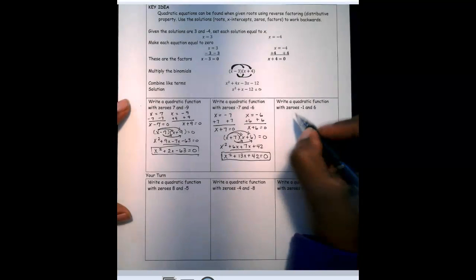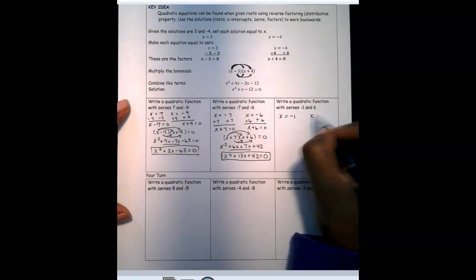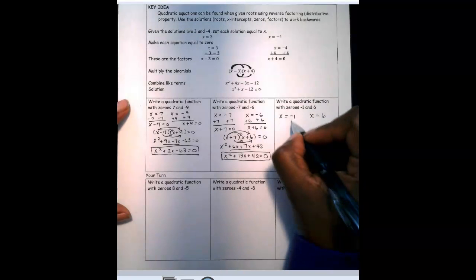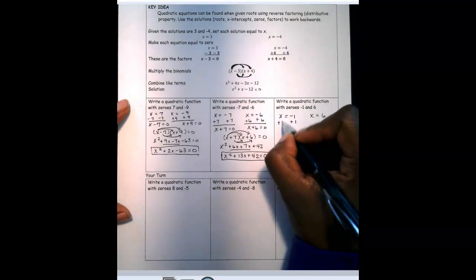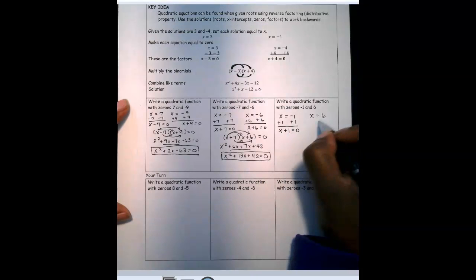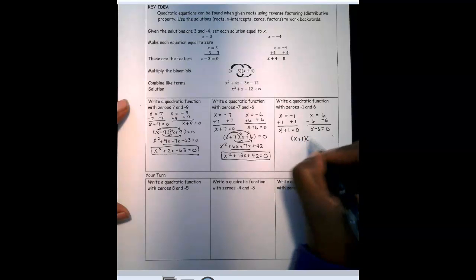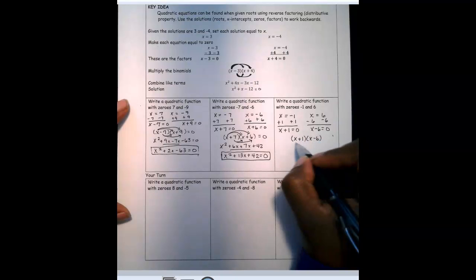All right, the next one, we've got x equals negative 1 and x equals positive 6. Well, I'm going to add 1 to both sides of the equation here. So I've got x plus 1 equals 0. And here I'm going to subtract 6 from both sides of the equation. So x minus 6 equals 0. I'm now going to take both factors, and I'm going to multiply them.